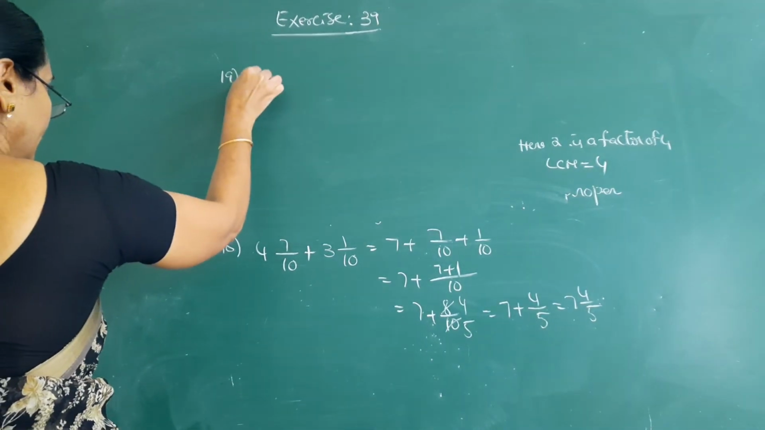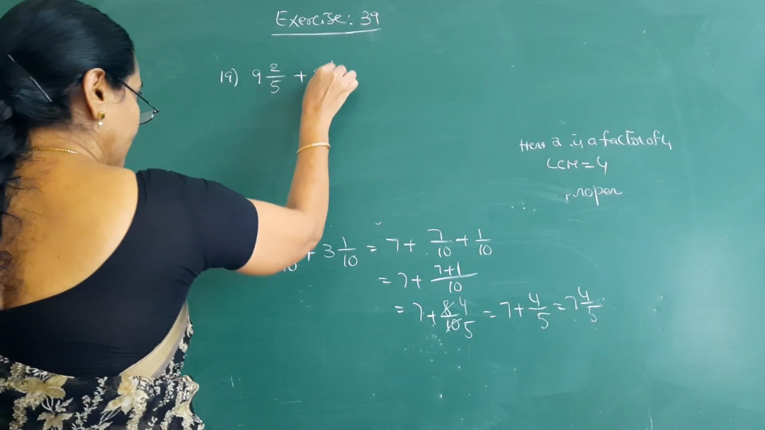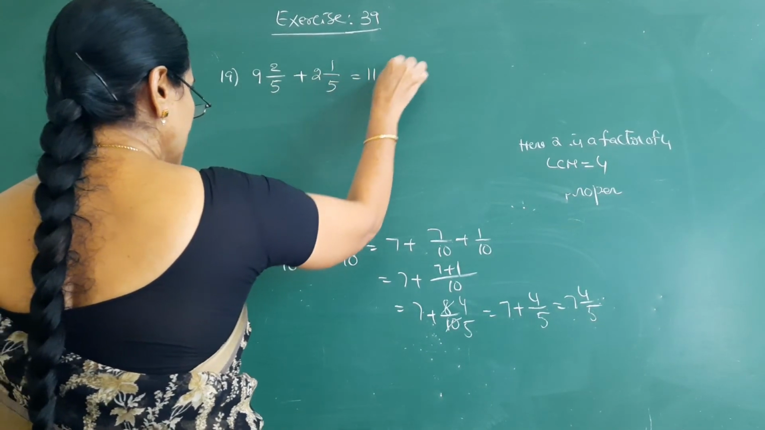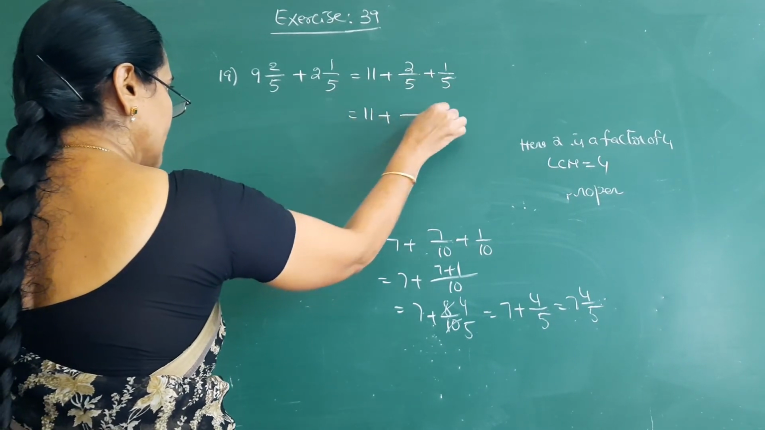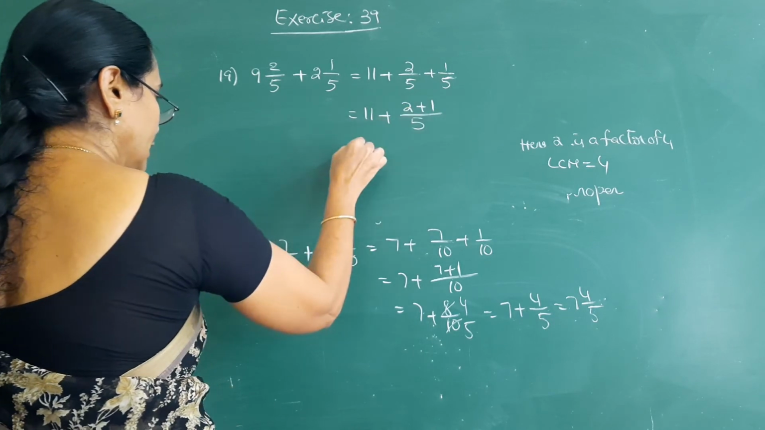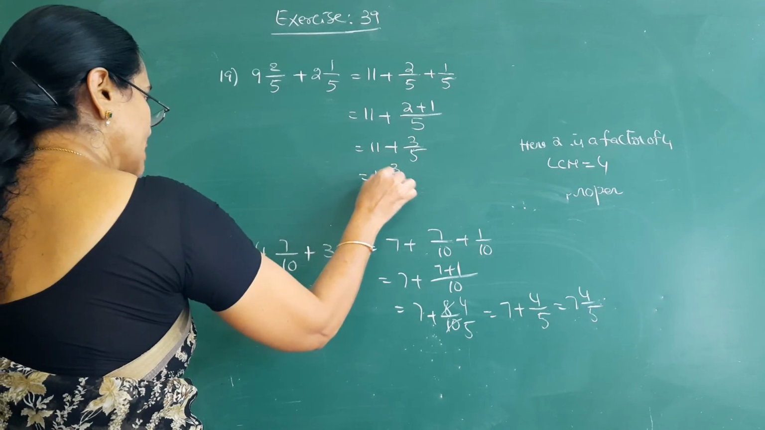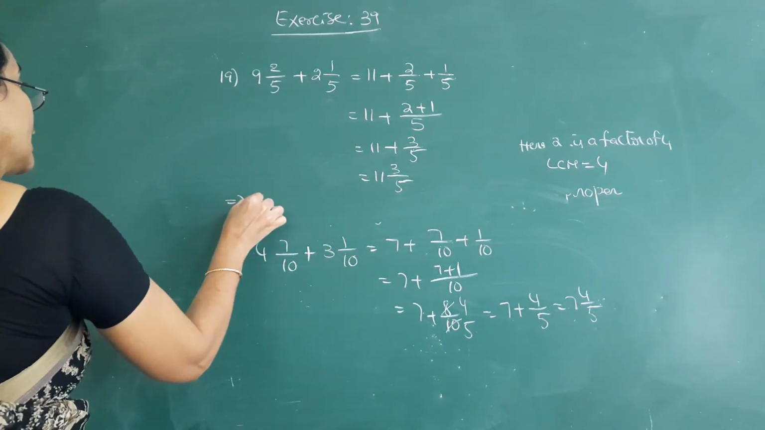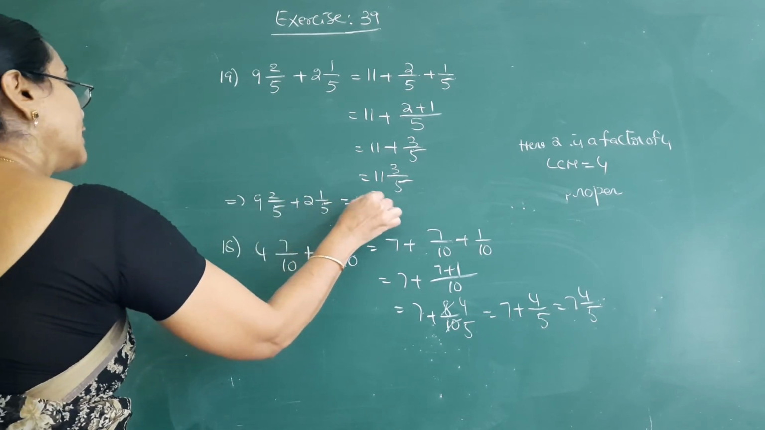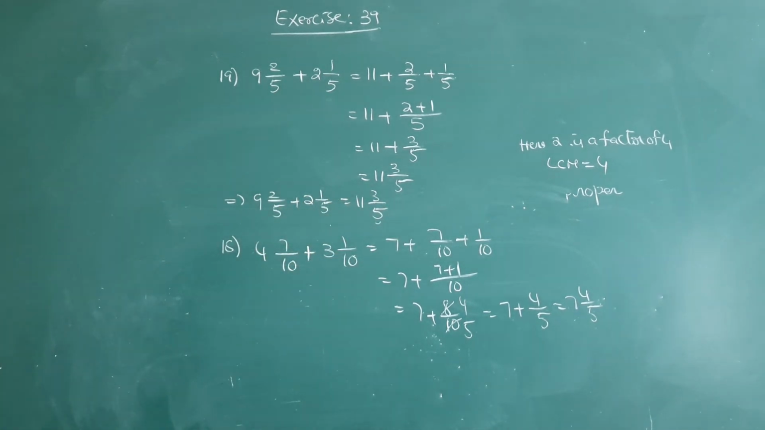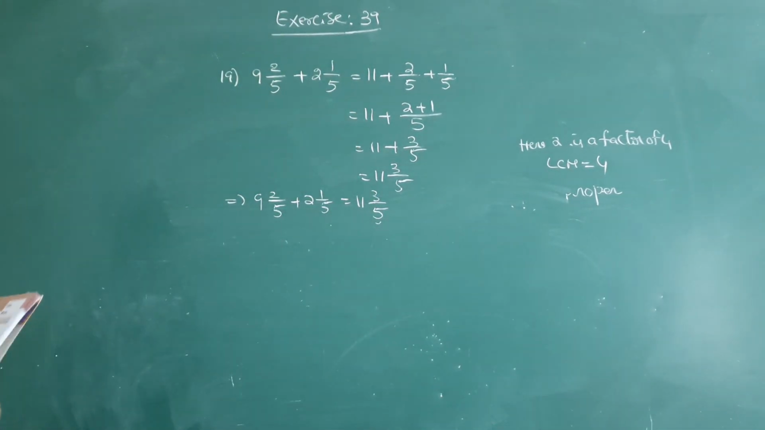See the 19th problem. 9 2 by 5 plus 2 1 by 5. 9 plus 2, 11, plus 2 by 5 plus 1 by 5. These are also like fractions. 5, 2 plus 1, that is 11 plus 3 by 5. It is proper, so you have to write it as mixed. Okay? That implies 9 2 by 5 plus 2 1 by 5 is equal to 11 3 by 5. Okay? So if it is improper, convert it into mixed. After that you have to combine those two.